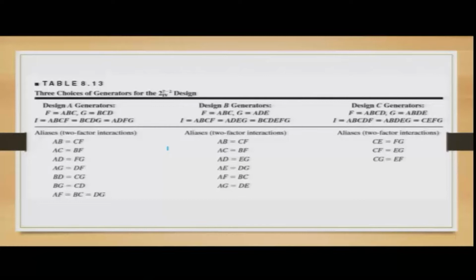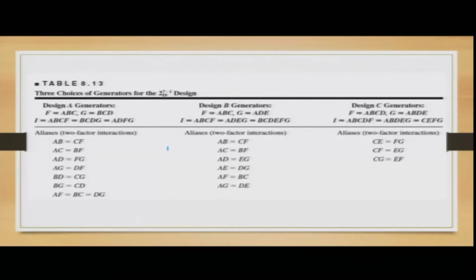So, the 3 choices of generators for 2 to the power 7 minus 2 of resolution 4 are as follows. Design A generators are I equals ABCF, which is generator 1, I equals BCDG, which is generator 2, and ADFG, which is generator 3. Now there are 7 factors, which are A, B, C, D, E, F, G. Based on that, the generators are ABCF, BCDG and ADFG. In design B, the generators are I equals ABCF, ADEG and BCDEFG.